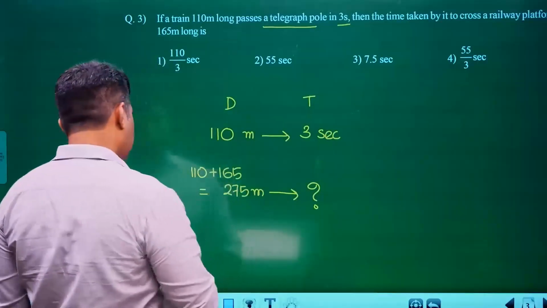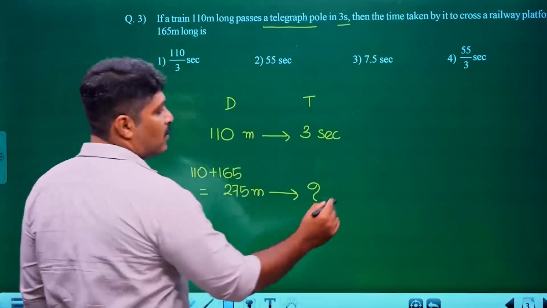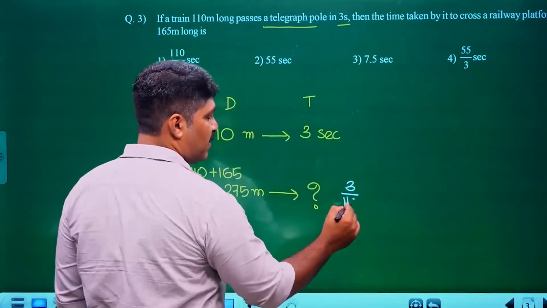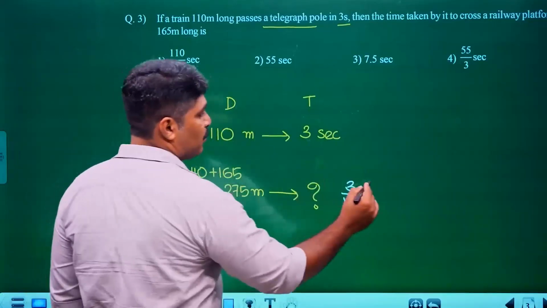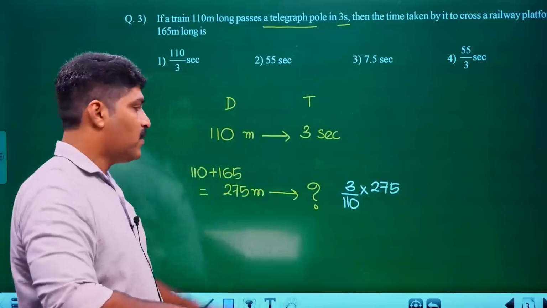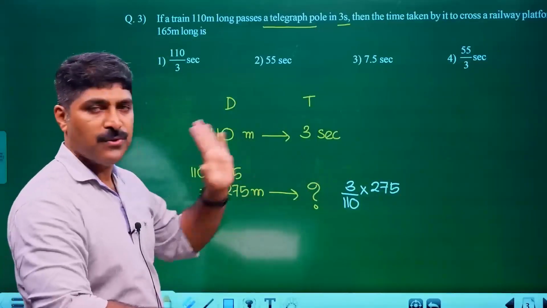What you have to do then in such a step is just do the operation like this: 3 divided by 110 into 275. So that's a unitary type of approach. Got it? So 3 by 110 into 275.